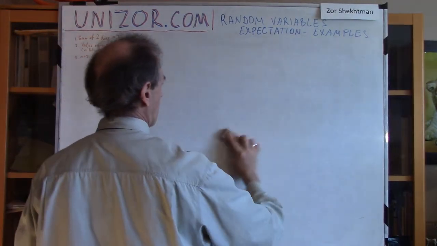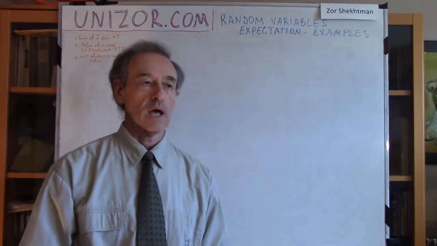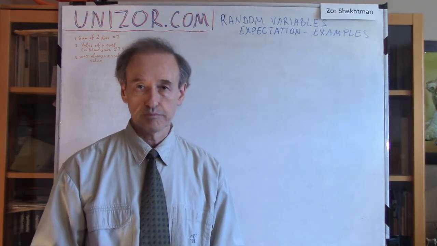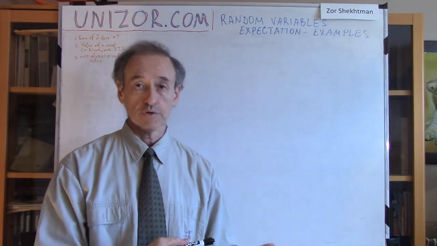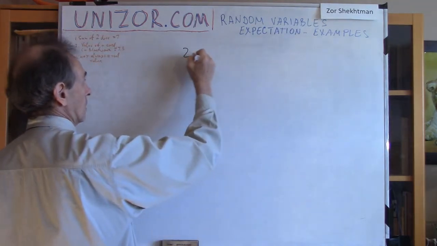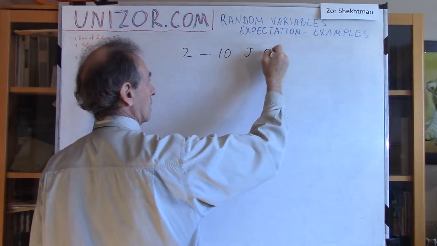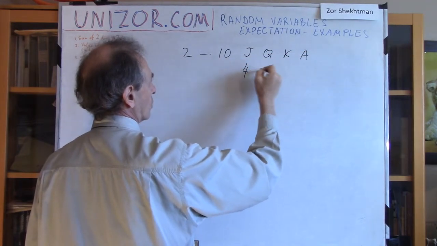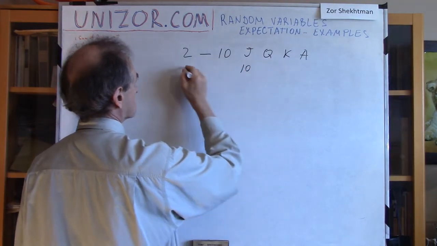Next problem. Next problem is about the card game of blackjack. Now, you know that in blackjack, whenever you get a card, it has a certain number of points, right? If there is a number on the card from 2 to 10, the number of points is exactly the number on the card, from 2 to 10. Then you have jacks, queens, kings, and aces, and each of these is also 10 points.